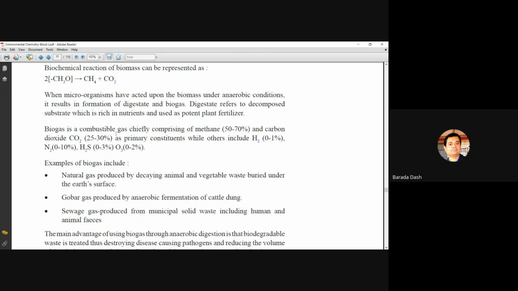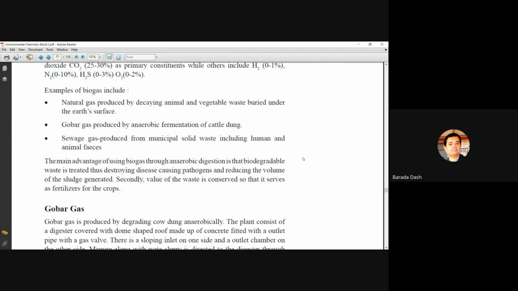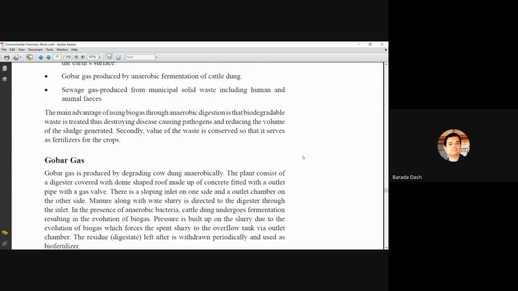Biogas is a combustible gas chiefly comprising methane 50 to 70%, carbon dioxide 25 to 30% as primary constituents. Others could be hydrogen, nitrogen, hydrogen sulfide, and oxygen. Examples of biogas include natural gas produced by decaying animal and vegetable waste buried under the earth's surface; gobar gas plant, which is anaerobic fermentation of cattle dung; and sewage gas produced from municipal solid waste, including human and animal feces.